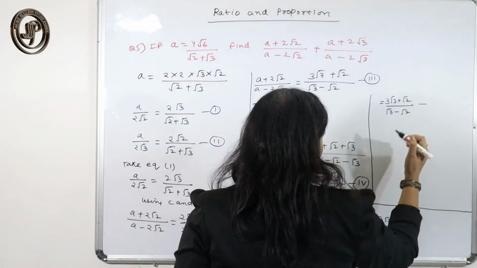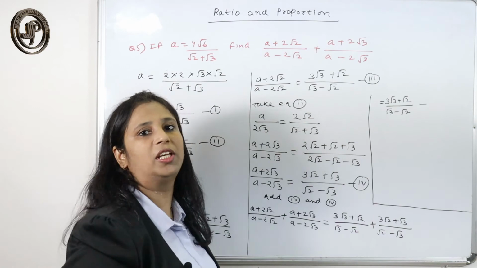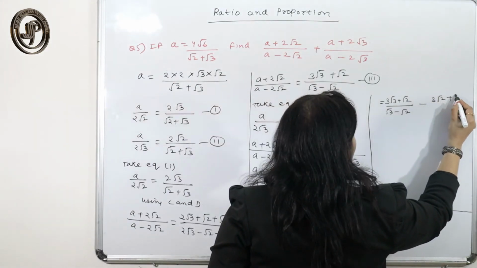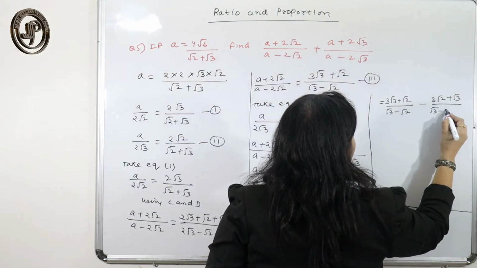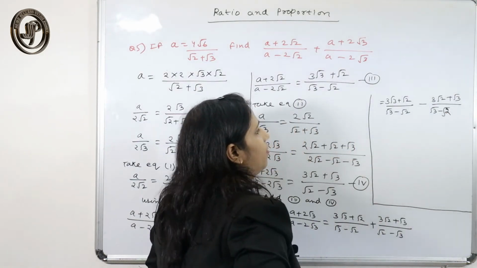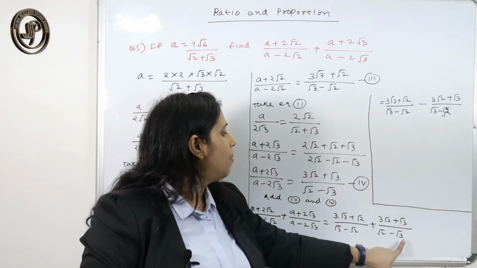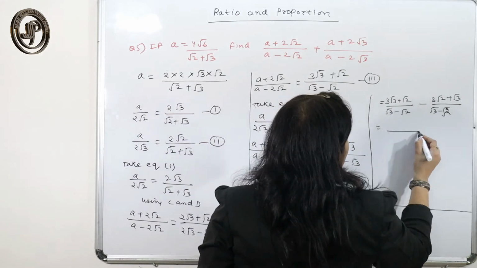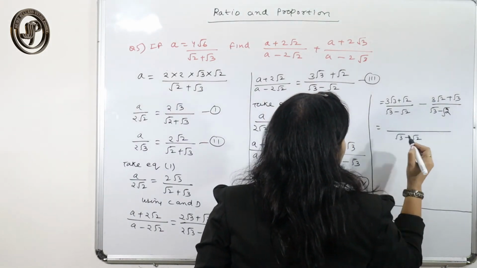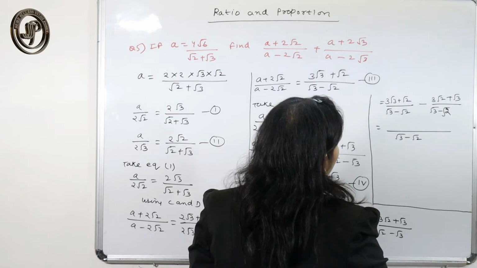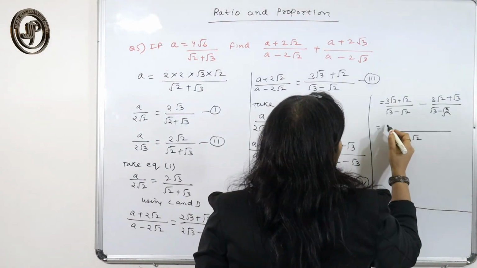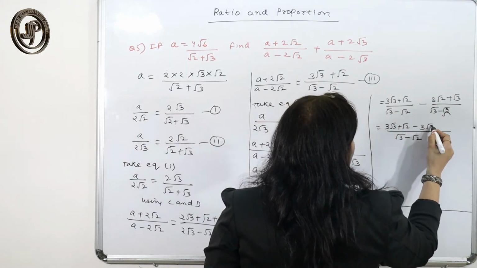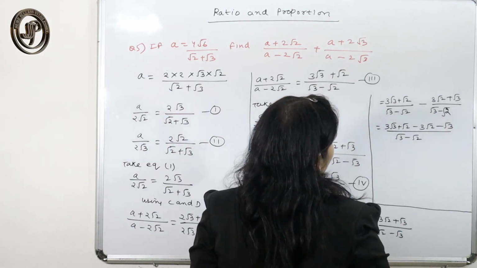If you take minus common from the denominator, then you will get 3 root 2 plus root 3 upon root 3 minus root 2. What I have done? I have taken minus out. Now just take the LCM. If you take LCM, the denominator is the same. So 3 root 3 plus root 2 minus 3 root 2 minus root 3.